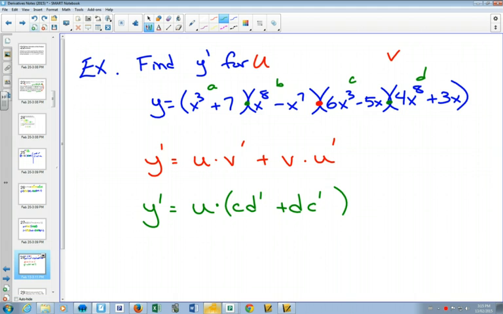Then I have a plus sign. Now v stays v, but when I want to find u prime, it's another set of products. So I would have to do a stays the same times b prime, plus b stays the same times a prime. So now, what does this mean for our equation?